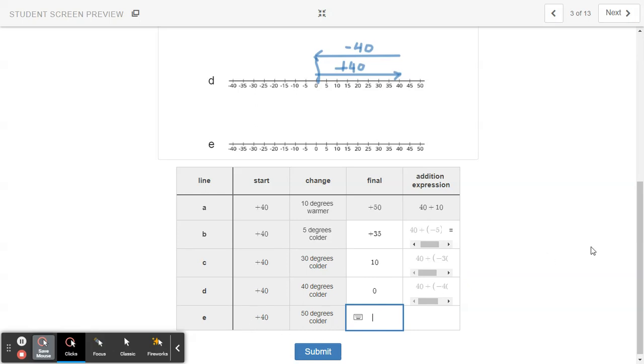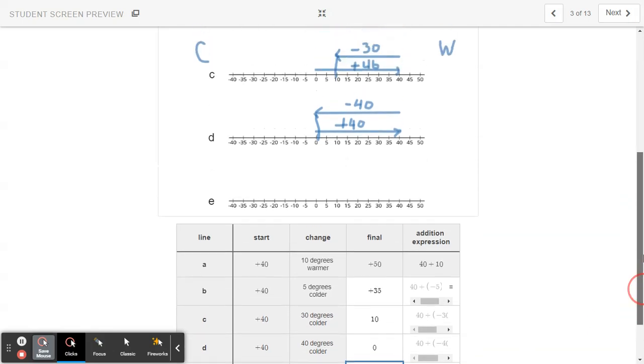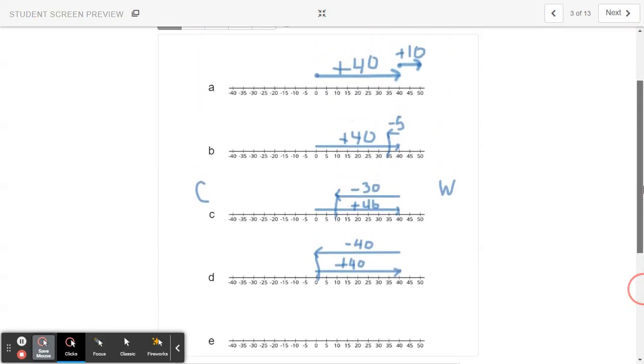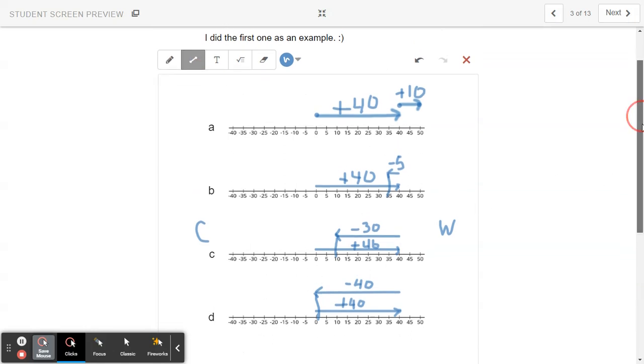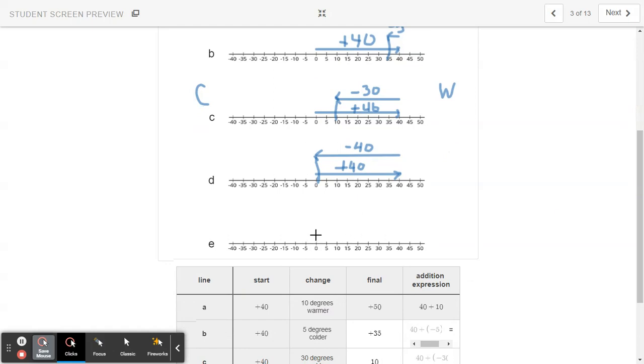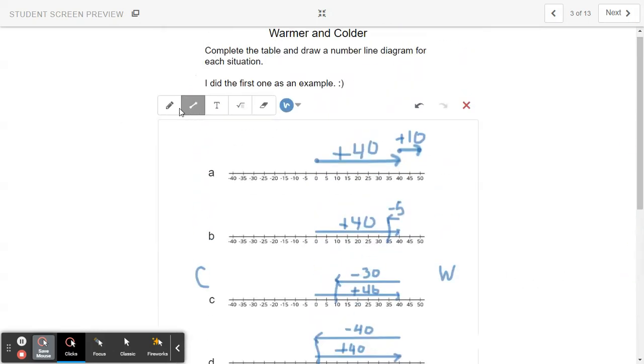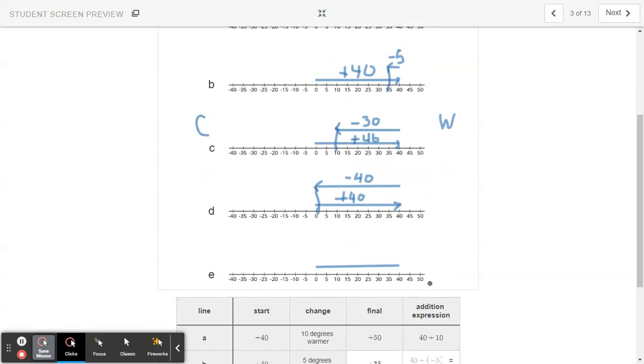And then the last one, 40 degrees is my starting point, but then it gets 50 degrees colder. So this is where I might start trying to guess where the ending is going to be. I kind of know that if I start at 40 degrees, so it's 40 degrees above 0, and it gets 50 degrees colder, I'm going to expect this to end up in the negatives, because I know 50 degrees colder is more than 40 degrees, right? So that means we have to go backwards more than what we started with.